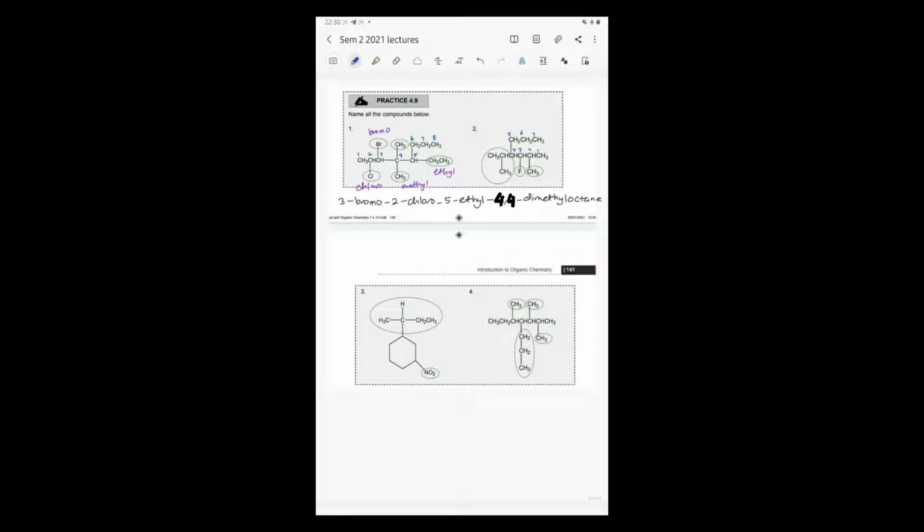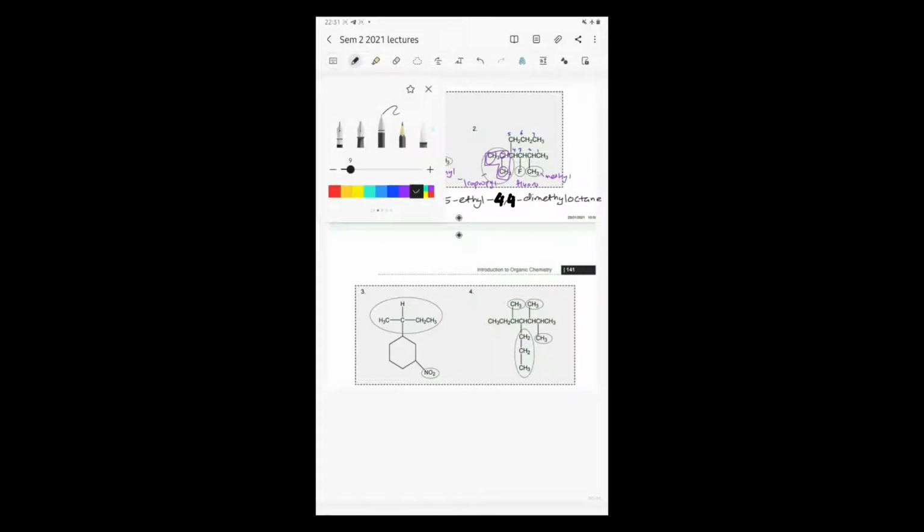So what are the substituents that we have? Here we have methyl. I should use a different color. We have methyl, we have fluoro, and what is this? Look at the previous video. This is called isopropyl. We have 3 carbons, 1 2 3, in the substituent, and the shape is like a V. Okay, isopropyl.